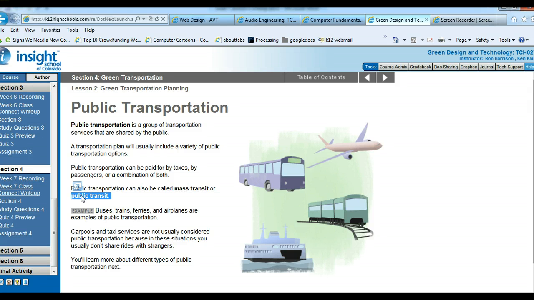In bigger cities, Denver, Fort Collins, and things like that, Pueblo, Colorado Springs, you have buses. In Denver, of course, you have the light rail. So those are all forms of public transportation. You can see down here buses, trains, ferries, airplanes, etc. Carpools and taxis aren't really public transportation because it's not a bunch of strangers riding together.